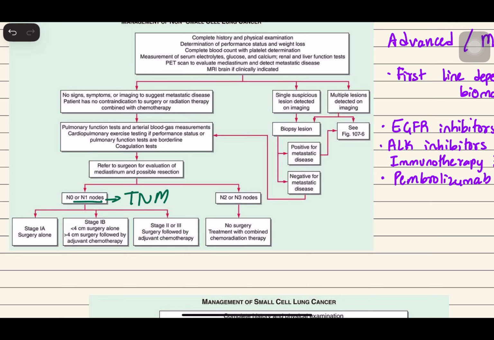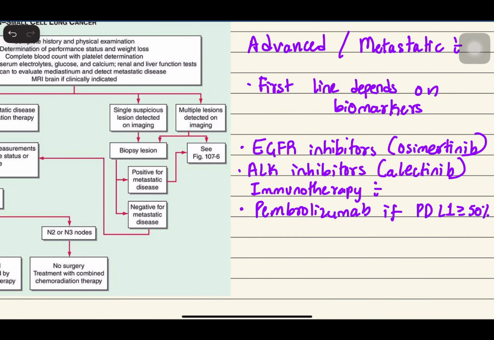What if nodes are N2 or N3 nodes? And if you can't do surgery here, you have to do treatment with combined chemo radiation therapy. Remember, combined chemo radiation therapy, you can't do surgery here. What if tumor is positive for metastatic disease? You have to go for systemic medications.